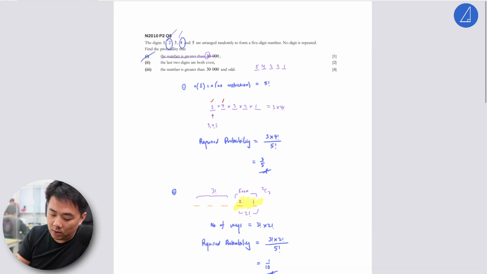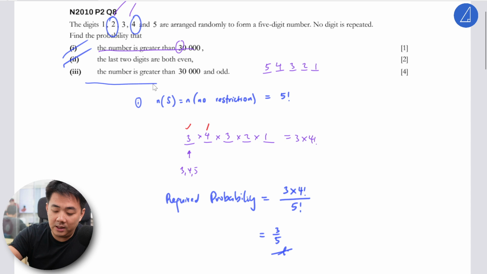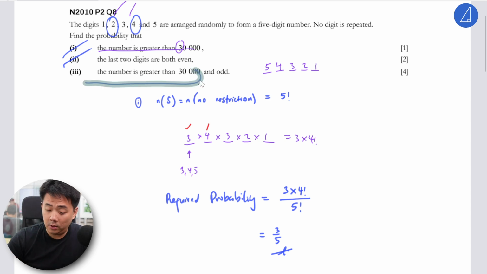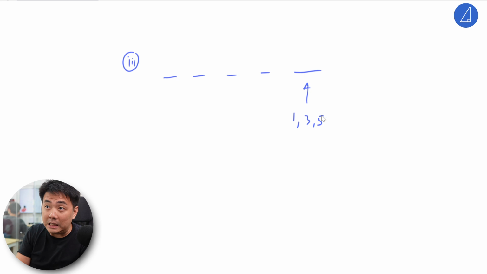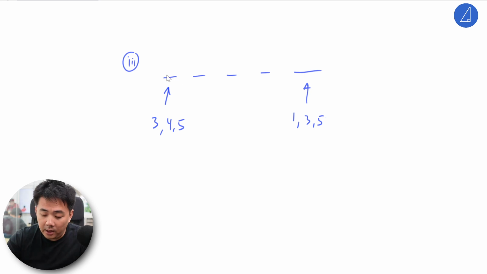So we look at the subsequent part, which is part 3. The number is greater than 30,000 and odd. This is a bit tricky because it's sort of dependent. It may not be so obvious that you need to do it case by case, but let's try to understand first. For the odd number that we need, the last digit would be 1, 3, or 5. But the number also has to be greater than 30,000, so the first digit will be 3, 4, or 5.